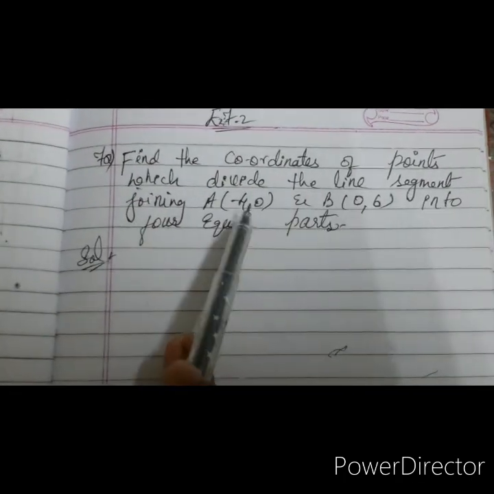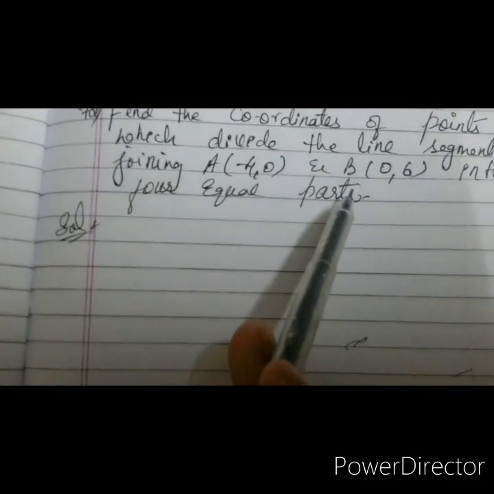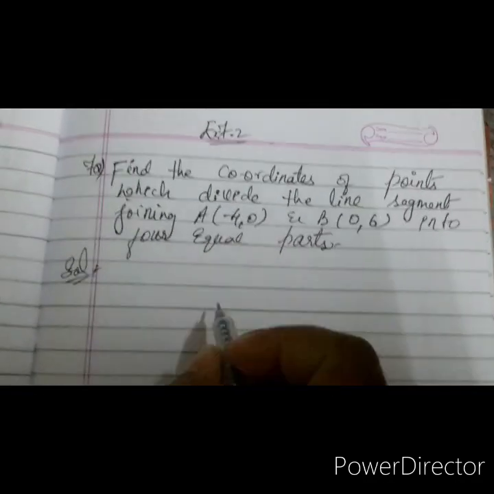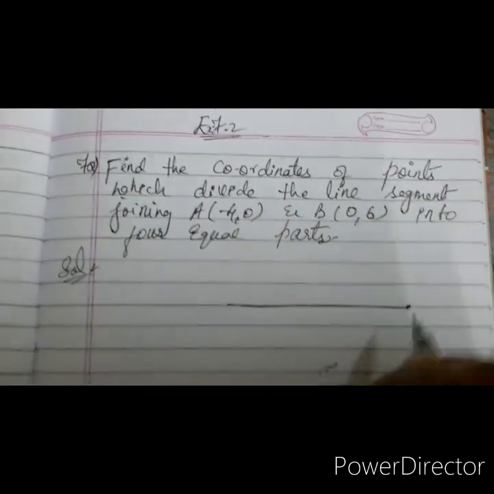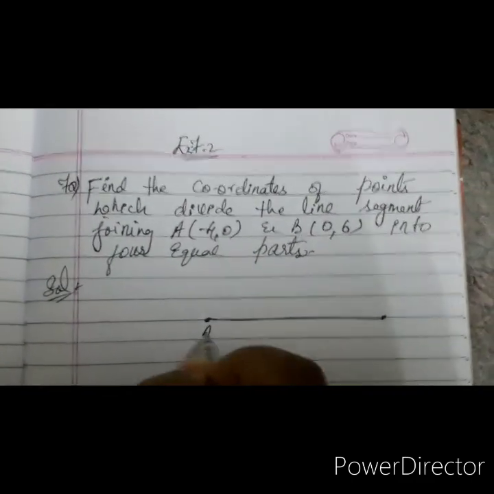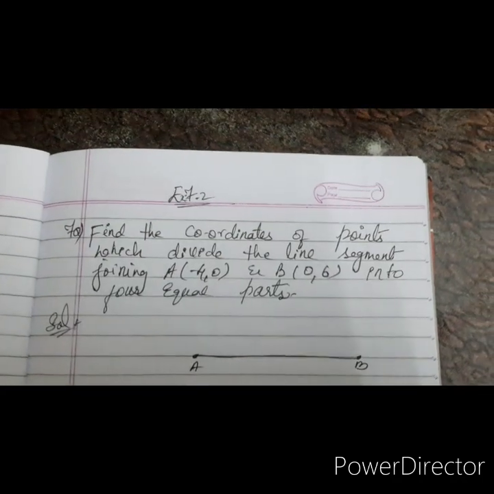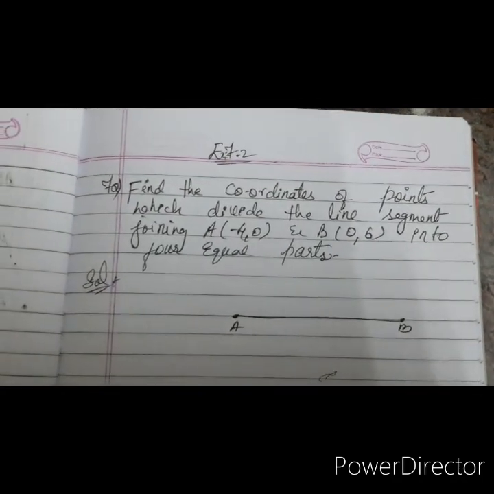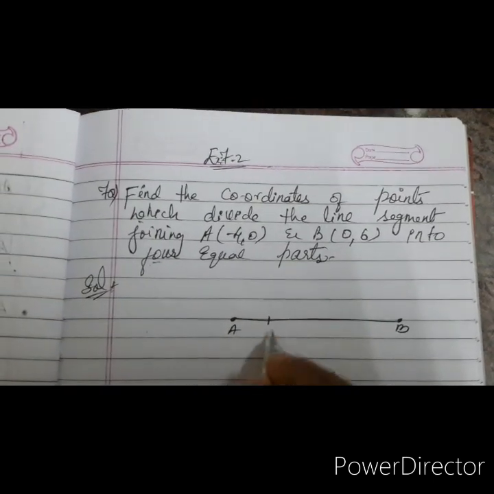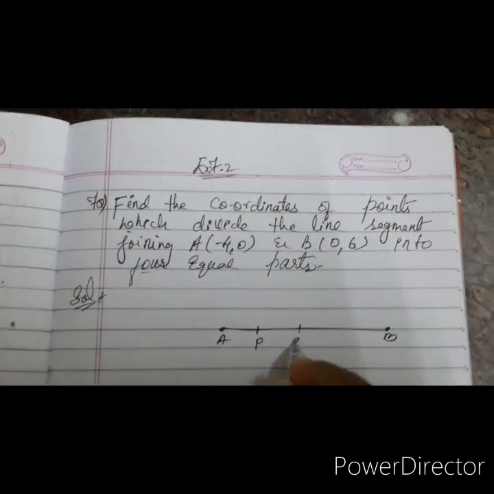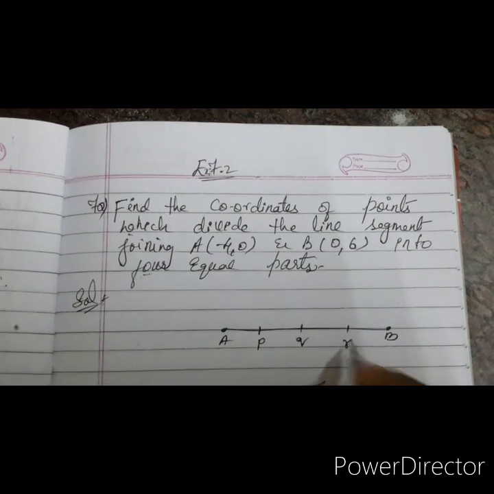See here, 2 points are given. These 2 points are on a line segment. You know a line segment has 2 points, that is A, B. This line segment is divided into 4 equal parts. See here, 4 equal parts are mentioned. So let the division points be P, Q, R.